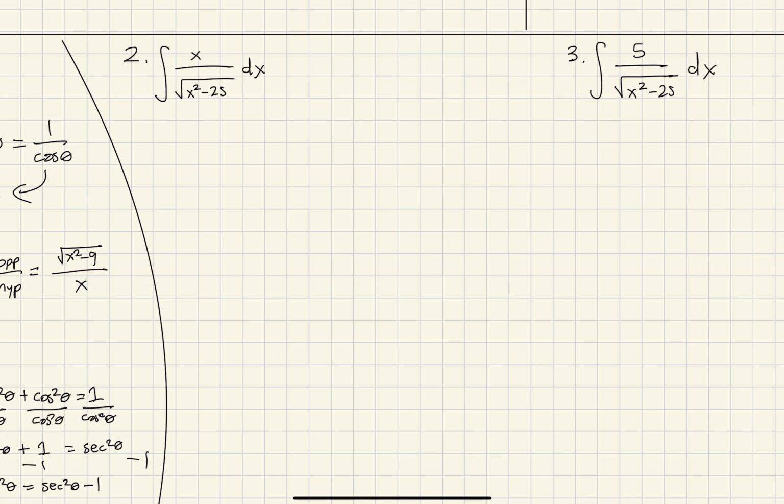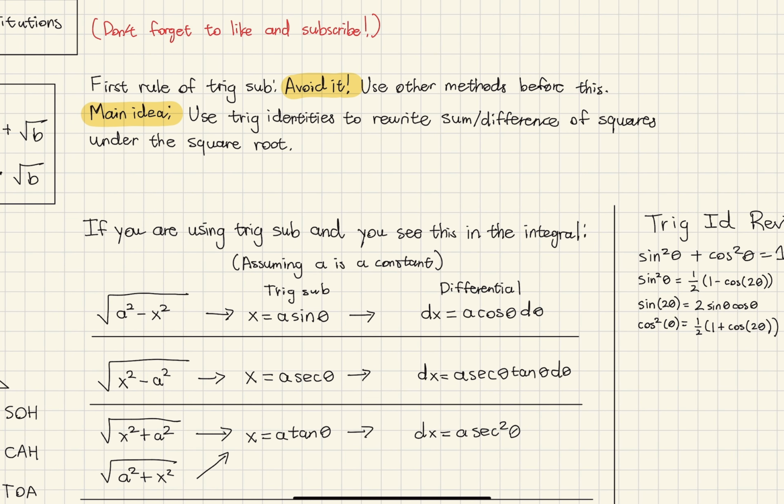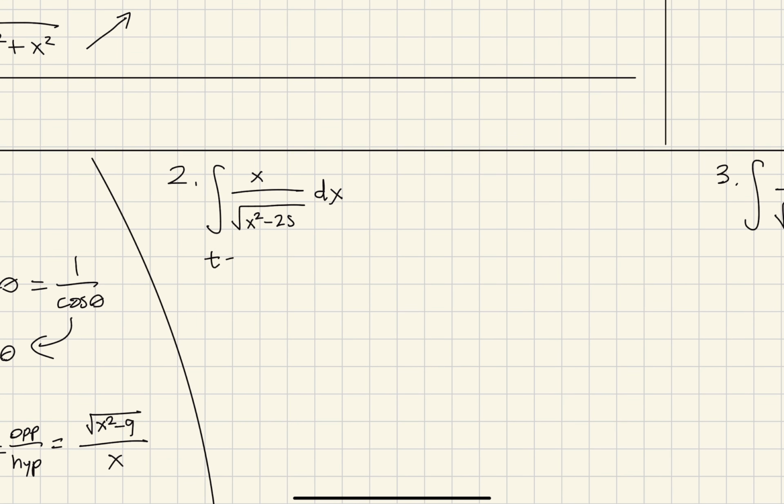Some of you might have tried trig sub, but remember what I said about the first rule. The first rule is to avoid it. Use other methods before this. From here, you can maybe tell that you could use trig sub or u sub. I use t instead of u, just in case some of you are new, because for integration by parts we use u and v, so I don't want to confuse the variables. So t equals x squared minus 25, dt equals 2x dx.